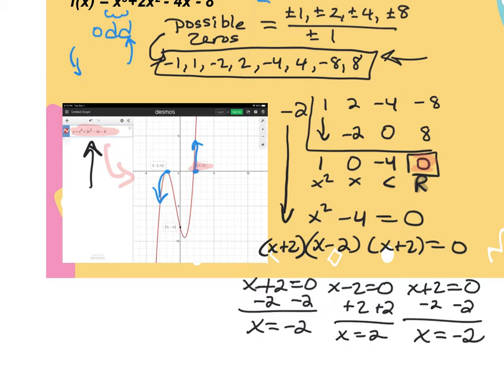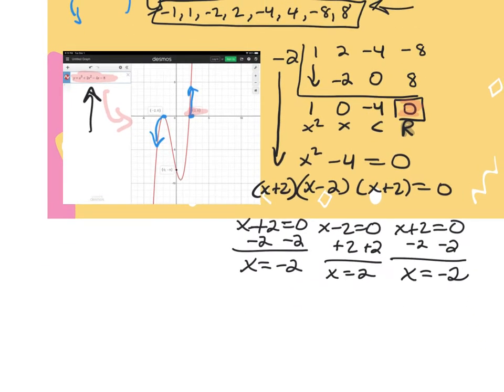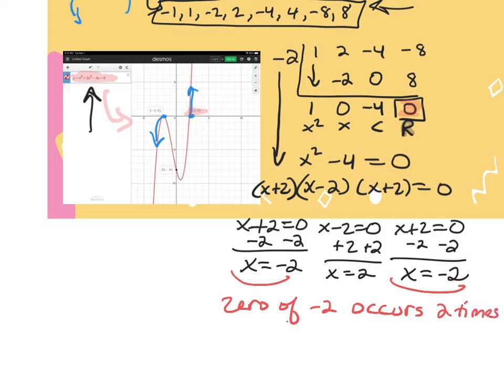Now I have to identify the multiplicity. So I'm going to look and check out my answers. So you can see that -2, I've got 2 of them. So you would say that the 0 of -2 occurs twice, or occurs 2 times. So it has a multiplicity that's even, because 2 is an even number.